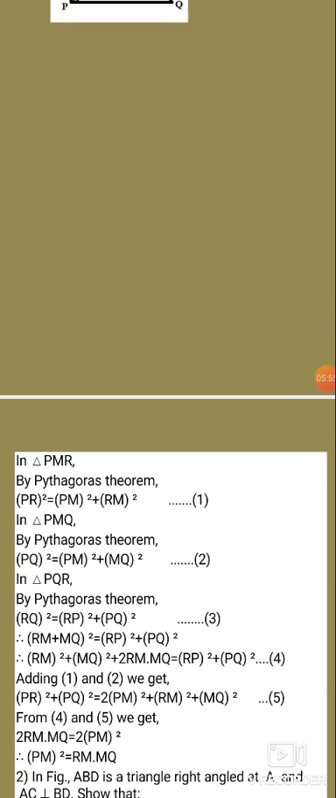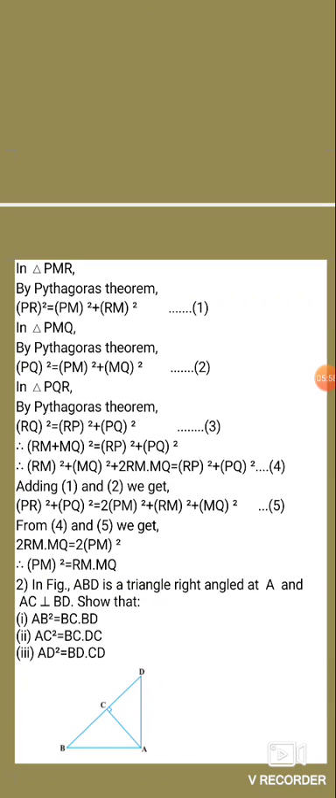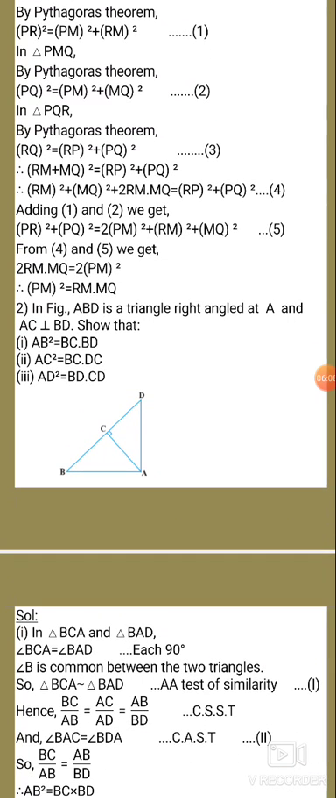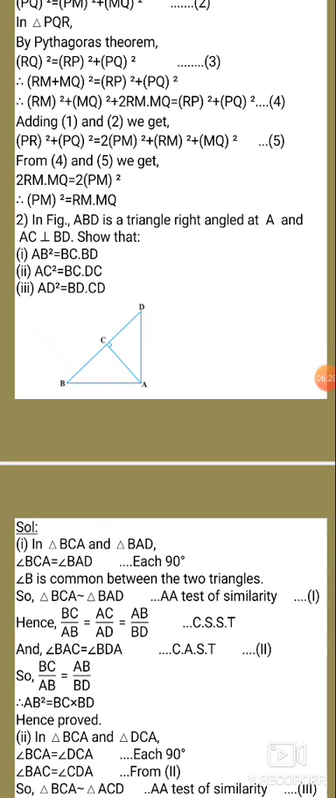Clear? Now in this figure, ABD is a right triangle at A and AC is perpendicular to BD. Show that, first one, AB square is equal to BC into BD. AC square is equal to BC into DC. AD square is equal to BD into CD. Now the solution. First one, consider triangle BCA and BAD.